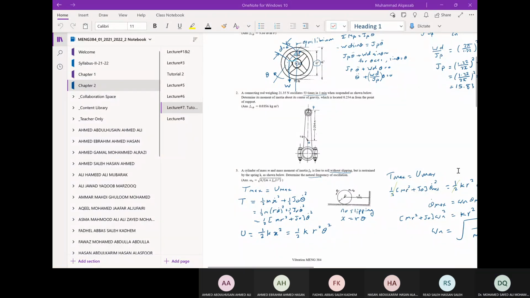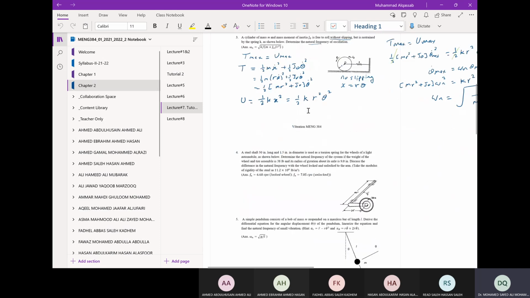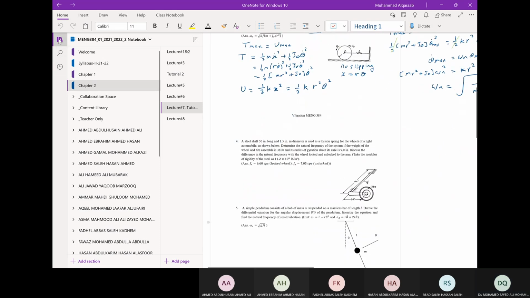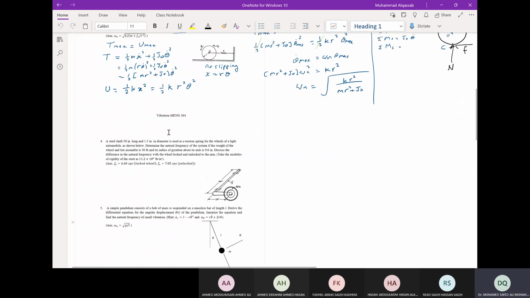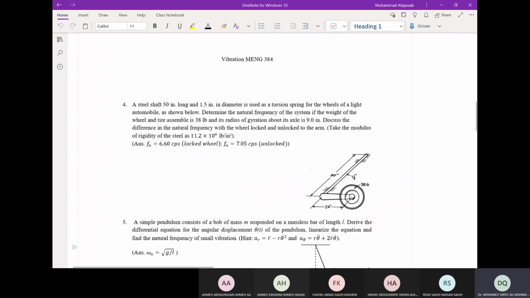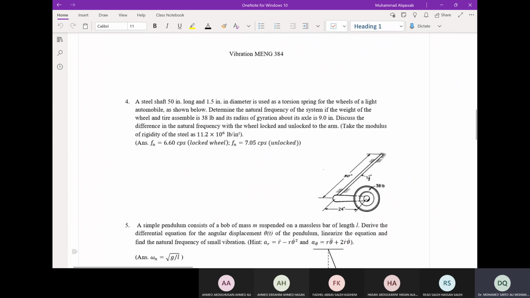Okay, we reach in tutorial 3 up to question maybe 3, I guess, right? Up to question 3. I'm going to go through the rest and then we'll move to the next section.